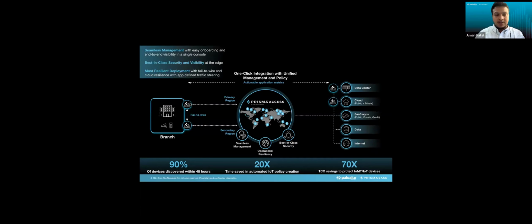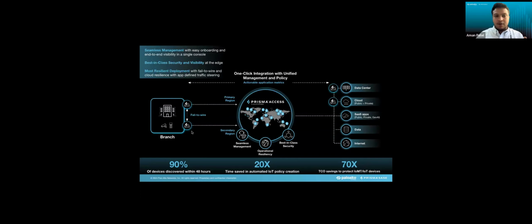So this SD-WAN device will create a secure connectivity from the branch towards our Prisma Access. And on the Prisma Access, you get all of the best-in-class security, the operational experience, and seamless management functionality, which we discussed on the Prisma Access part, right? So integrating your SD-WAN device with the Prisma Access, right, will give you a Prisma SASE solution.